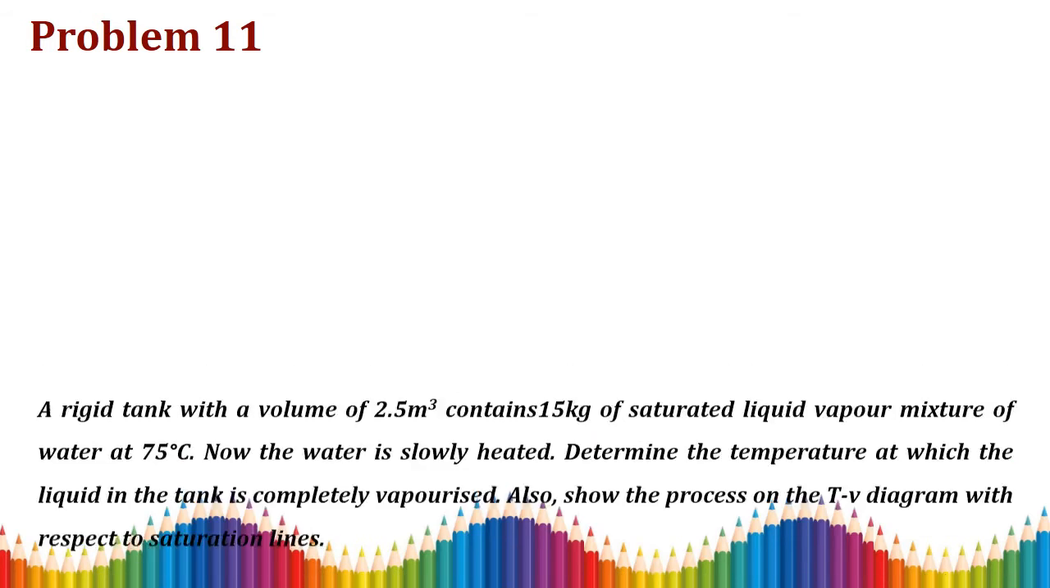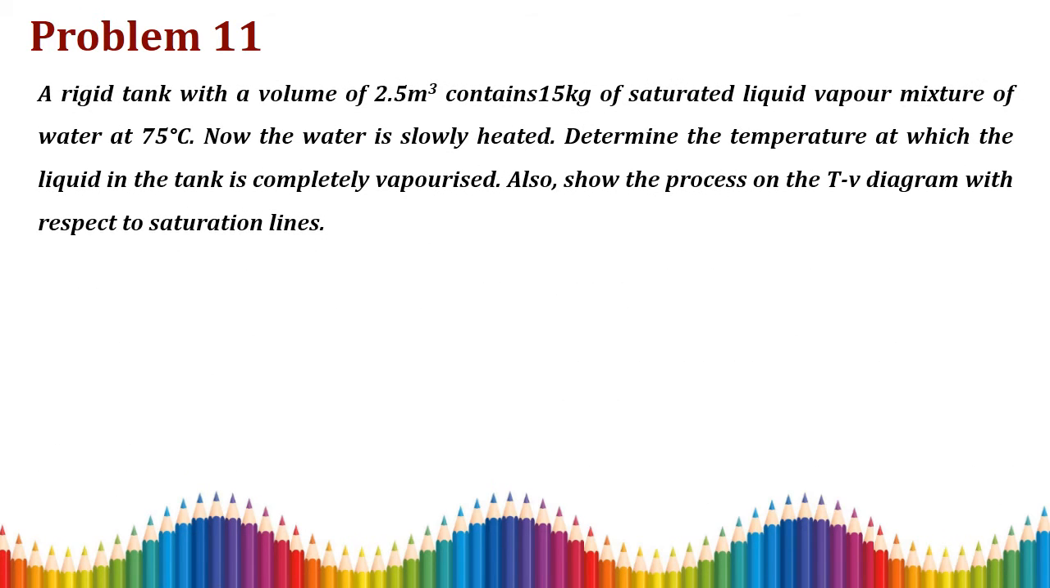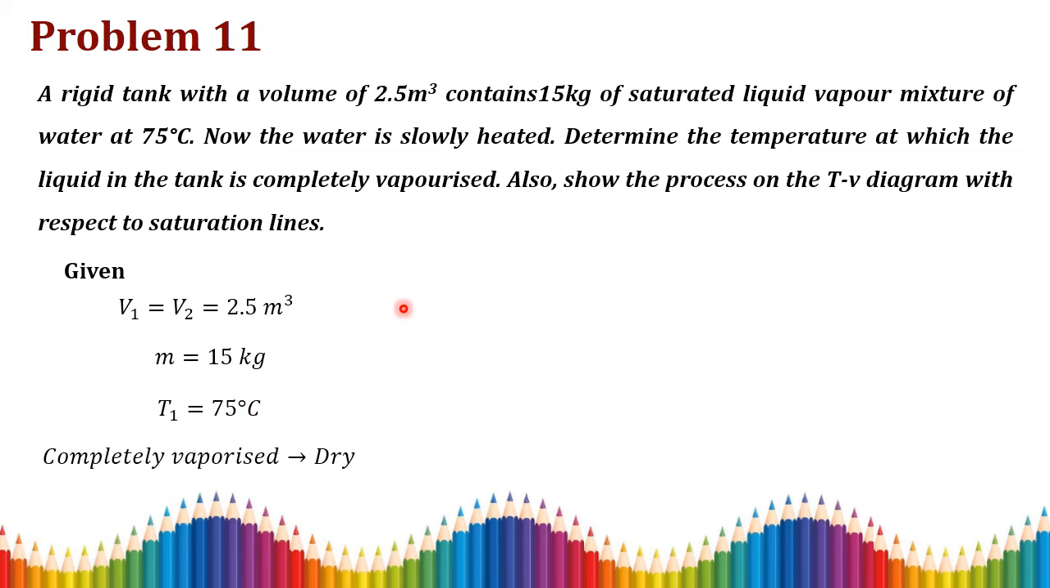So problem number 11. A rigid tank with a volume of 2.5 meter cube contains 15 kilogram of saturated liquid vapor mixture of water at 75 degrees Celsius. So here, a rigid tank of constant volume, it is also a constant volume process. V1 is equal to V2, which is equal to 2.5 meter cube, and it contains 15 kg of saturated liquid vapor mixture. So the total mass M is equal to 15 kg, and the temperature of the water is 75 degrees Celsius. Now the water is slowly heated.